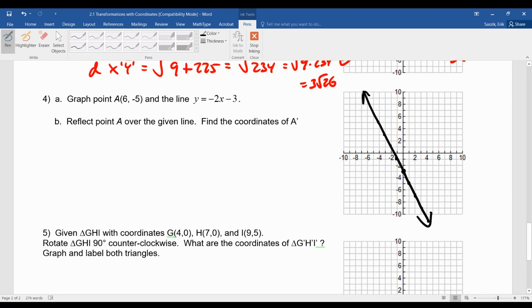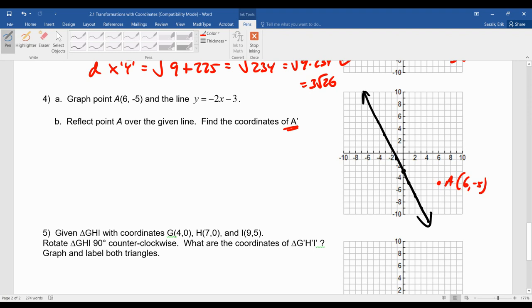We want to reflect point A, 6 comma, where is that? 6 comma -5. Now again, you could actually do this by counting it out, but I want to show you algebraically. So we have to find A prime.